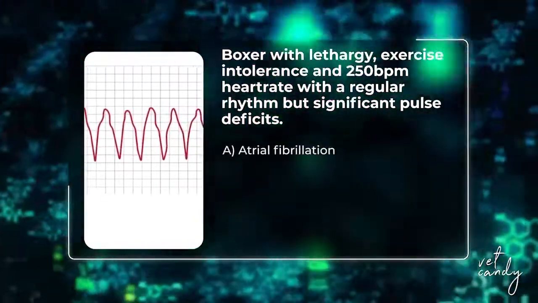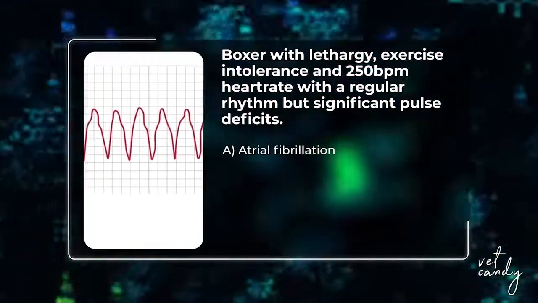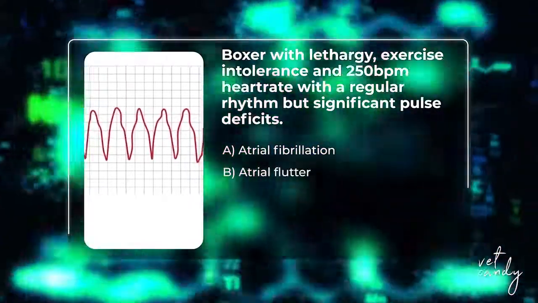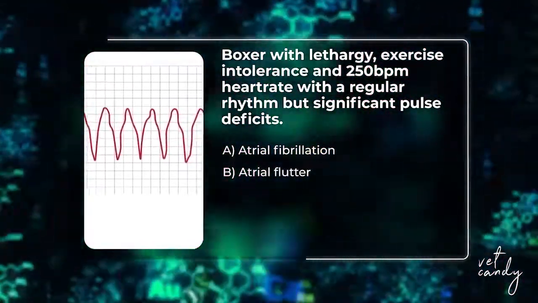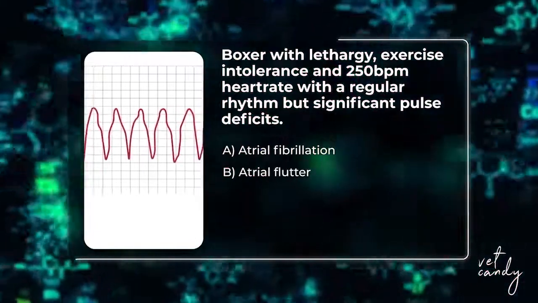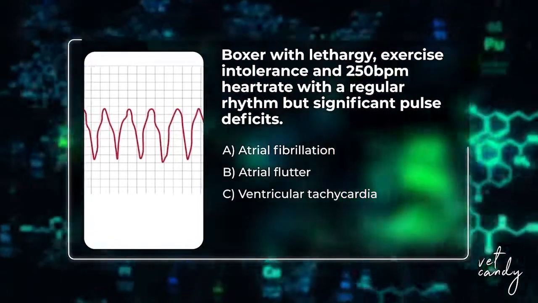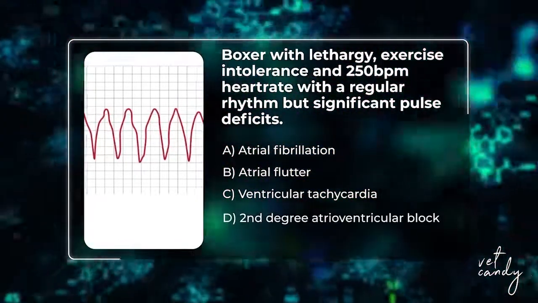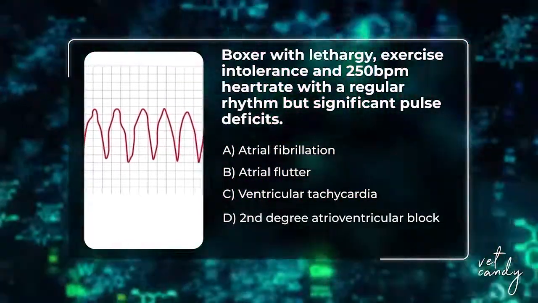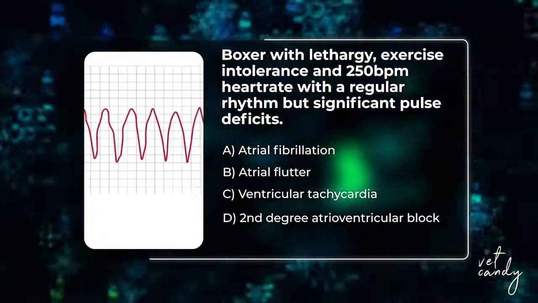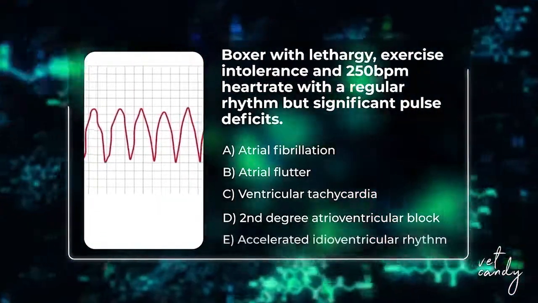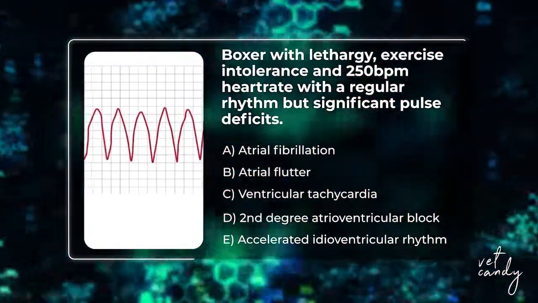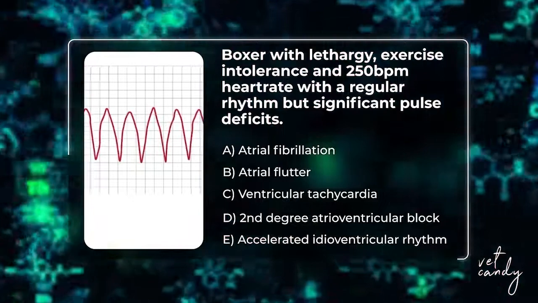Is it A, atrial fibrillation, treated with oral diltiazem and digoxin? Is it B, atrial flutter, treated with electrical cardioversion? Is it C, ventricular tachycardia, treated with intravenous lidocaine? Is it D, second-degree atrioventricular block, treated with oral terbutaline? Or is it E, accelerated idioventricular rhythm with no treatment required? What are your thoughts on the correct answer and why? Let me know in the chat.